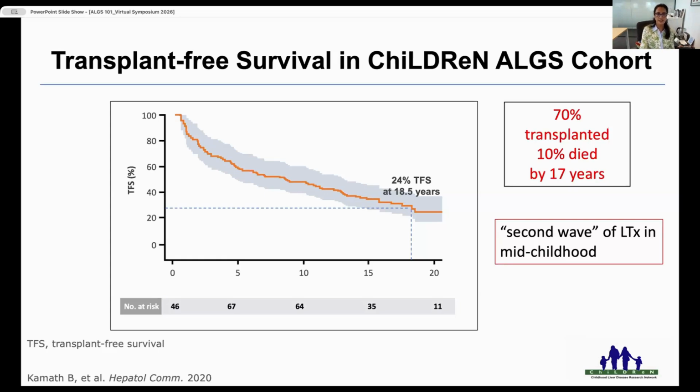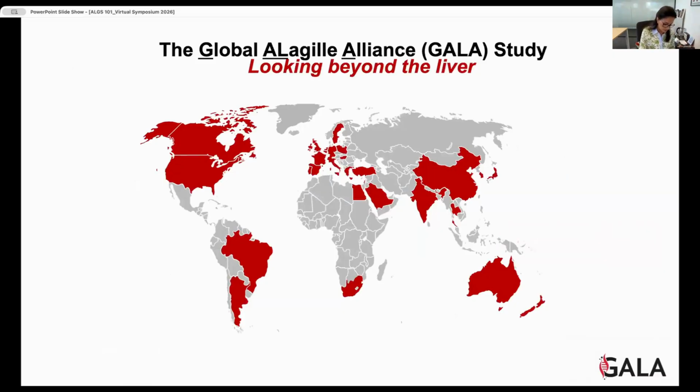And that, and multiple other reasons, made us think that we should set up the GALA study. This was set up with strong support from the Alliance to look at Alagille syndrome across the world. And not just to look at Alagille syndrome at a subset of liver centers, but to get a more broad look at what Alagille syndrome looks like at different centers around the world, big centers, small centers, to get a real world view of what Alagille syndrome looks like.